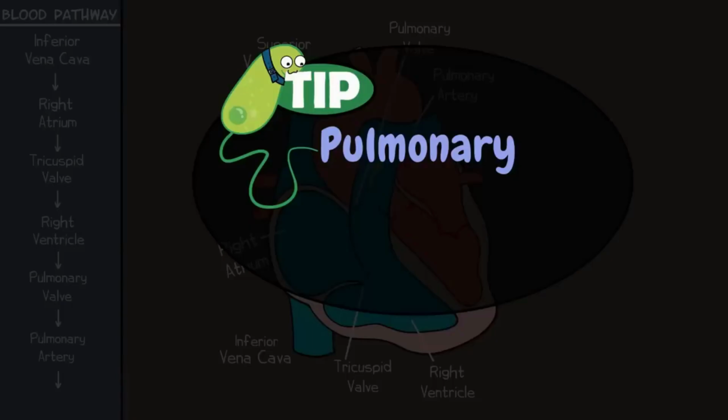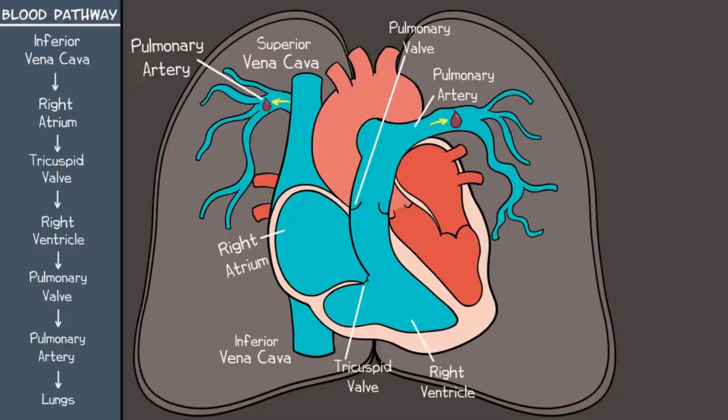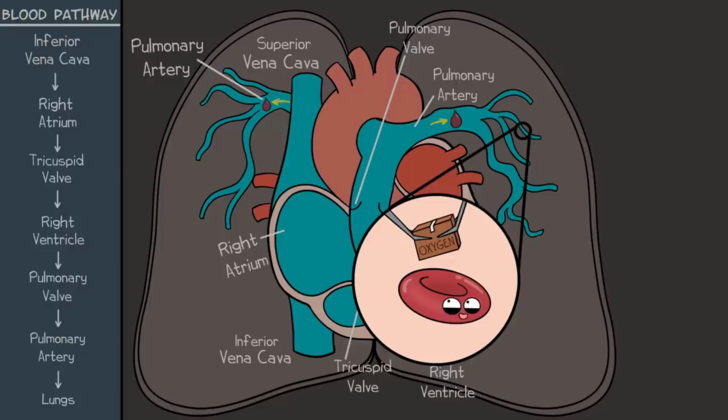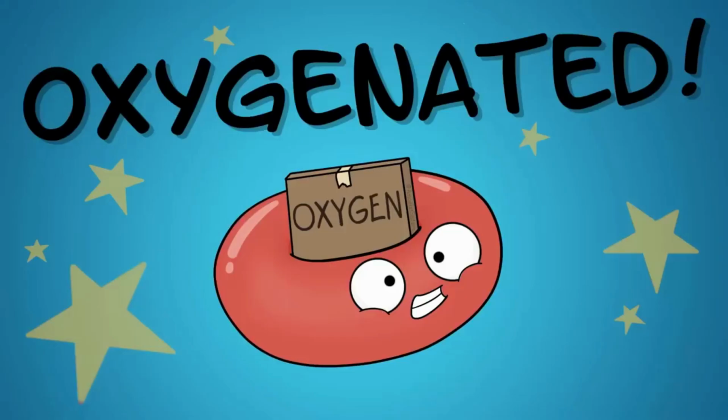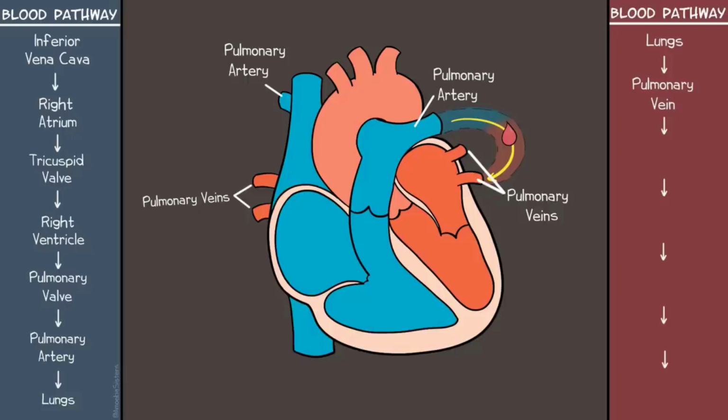By the way, when you see the word pulmonary, it likely involves lungs. The pulmonary artery takes blood to the lungs. The lungs are where red blood cells in the blood will take on oxygen and release carbon dioxide. Now this blood is oxygenated. It needs to return to the heart so that the heart can pump it throughout the body. The oxygenated blood travels through a pulmonary vein to the left atrium.